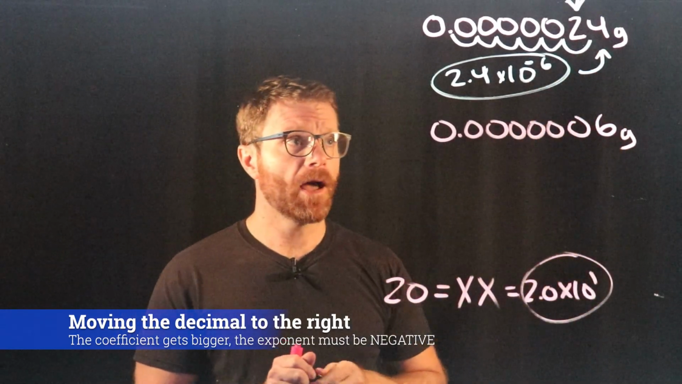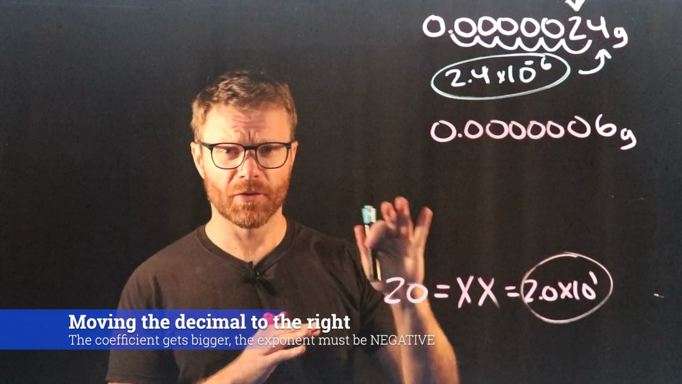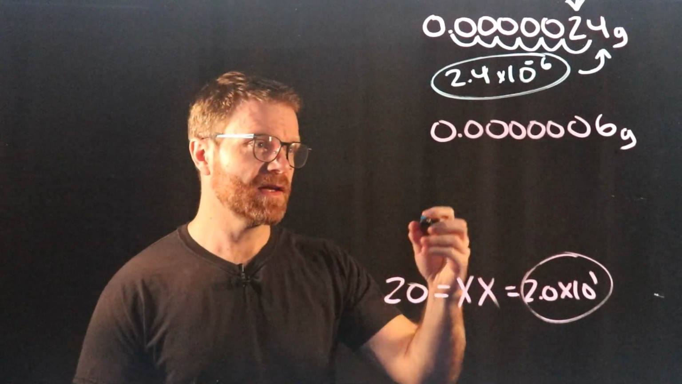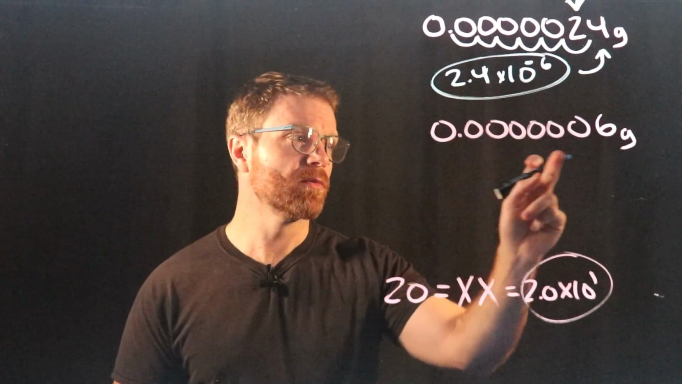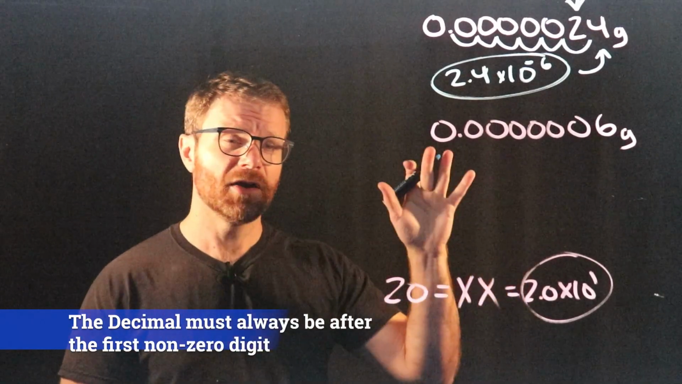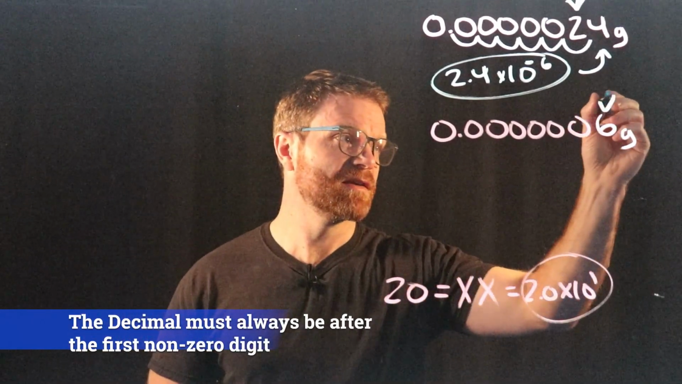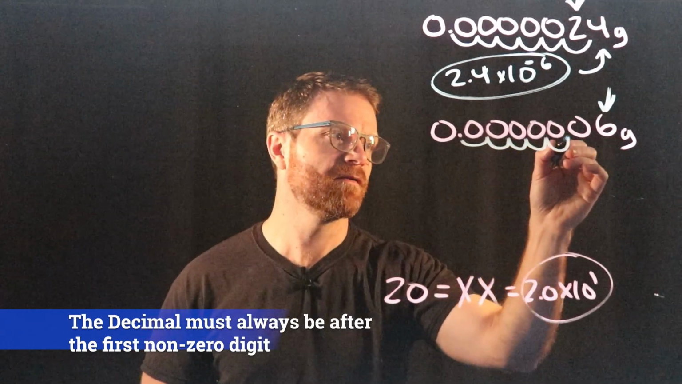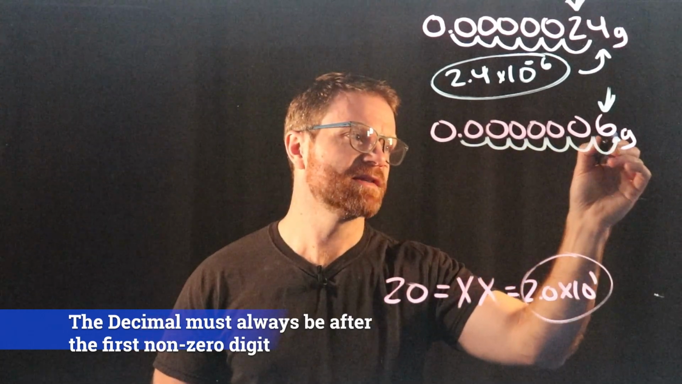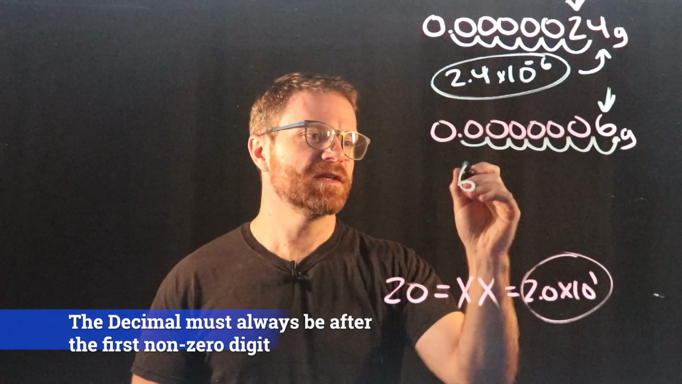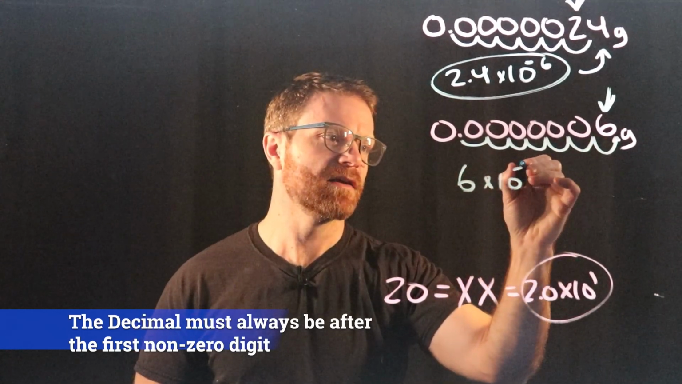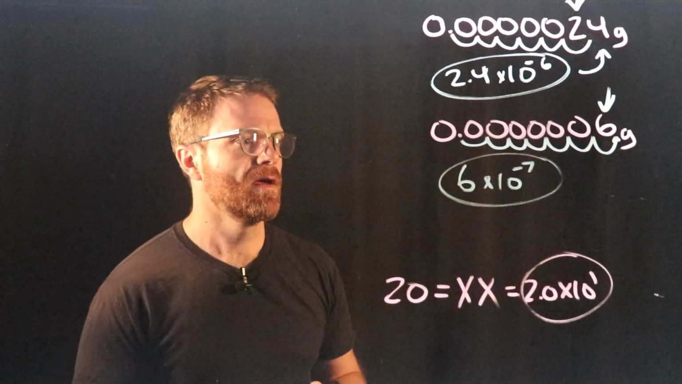Okay, I know that was a lot. We'll go over quite a few more examples so you really get this. Let's do this bottom number. We're going to take the decimal point here and move it so it's after the first non-zero digit, which is this 6 over here. So we're going to move it 1, 2, 3, 4, 5, 6, 7 times. So we're going to have 6 with nothing after it times 10 to the negative 7th.